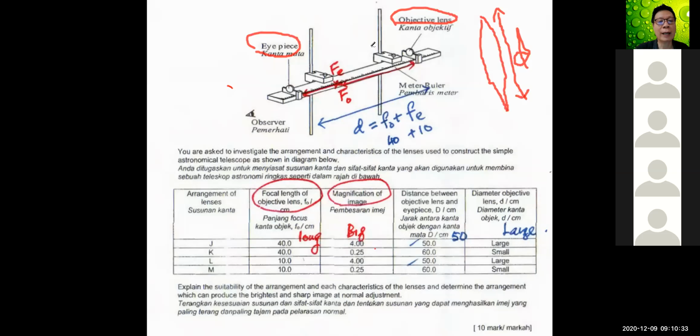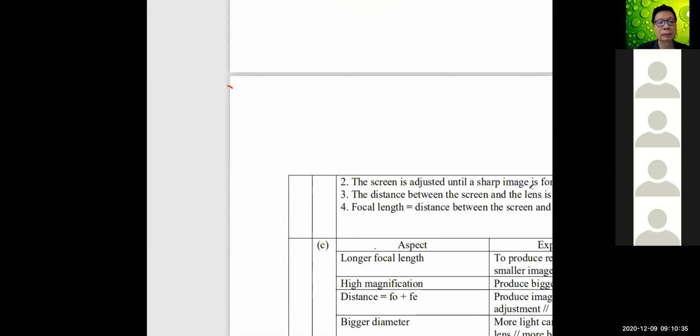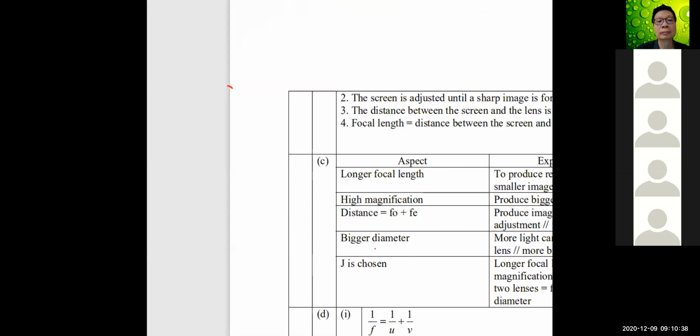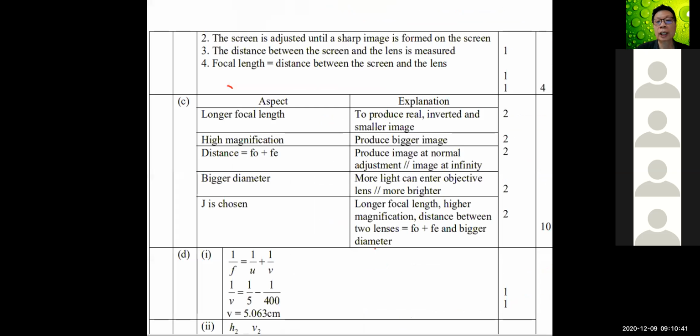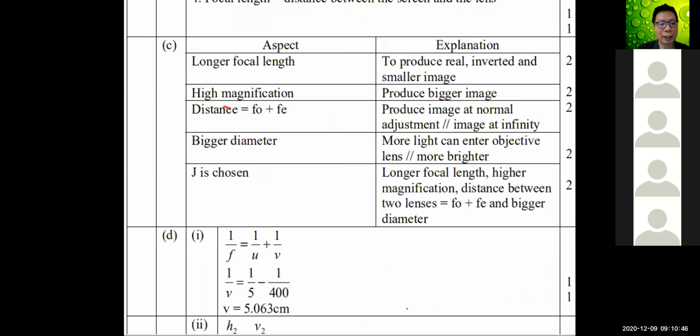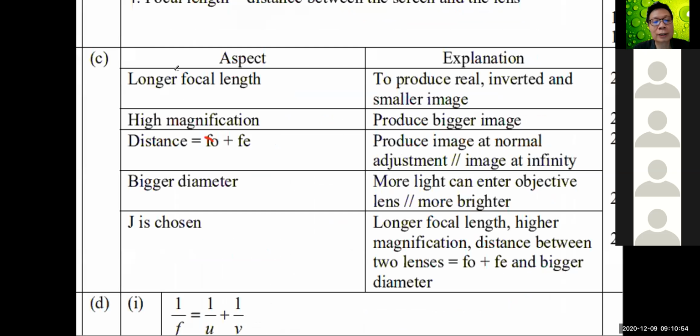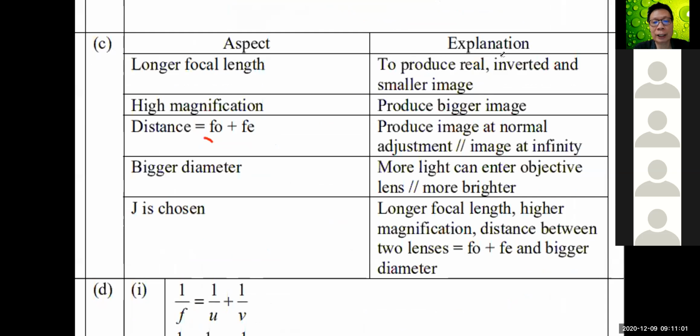Okay, come. Now you check your answer. Let's see how many marks you can get. The focal length is long for the objective lens. The reason is it produces a real, inverted and smaller image. When the focal length is long, the image is smaller.